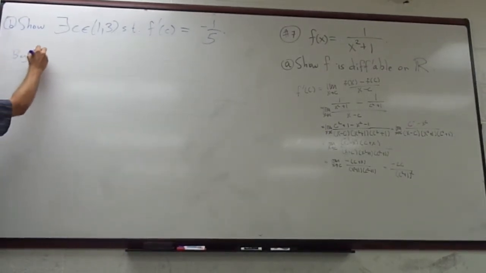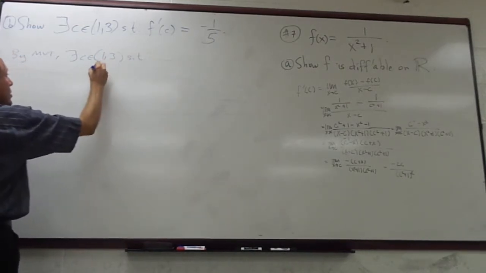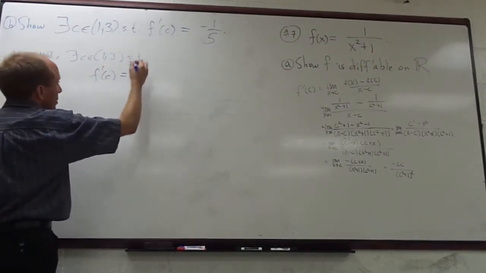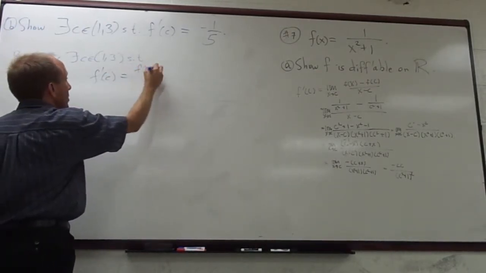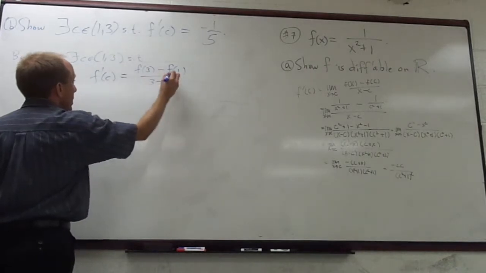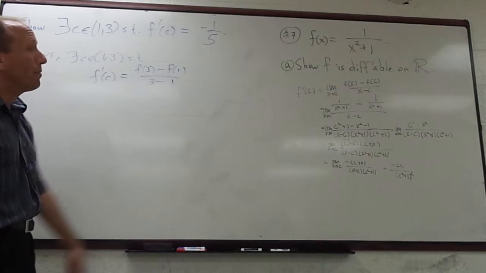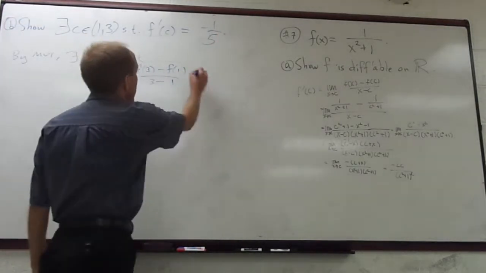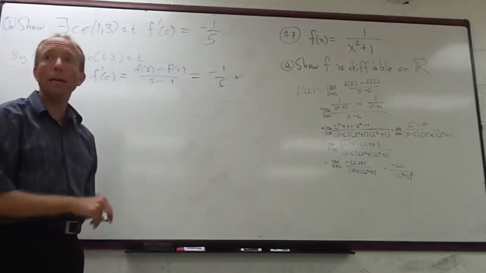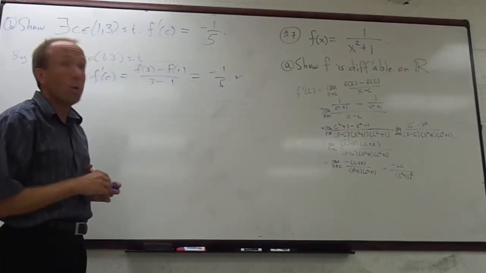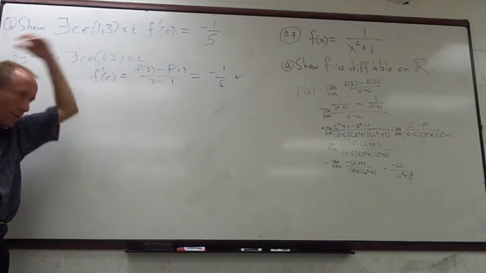By the mean value theorem, there exists a C in the open interval 1, 3, such that f prime of C is equal to the explicit right-hand side of the mean value theorem, which is just f of 3 minus f of 1 over 3 minus 1. If you plug in those numbers, f of 1 and f of 3, into the original function and simplify it, you will just get negative 1/5. So that's a real easy one. Consider that a warm-up problem. There's nothing clever, nothing where you have to do anything tricky.